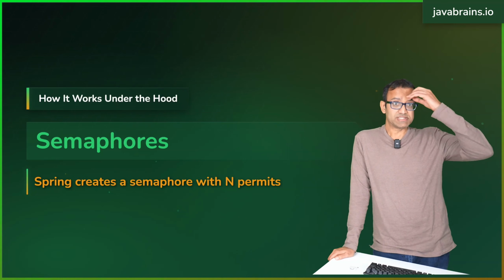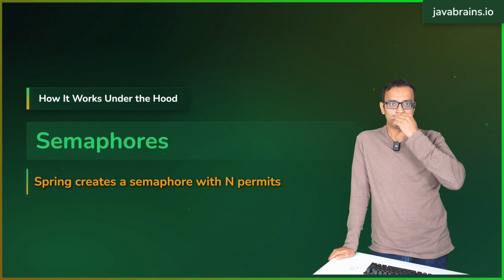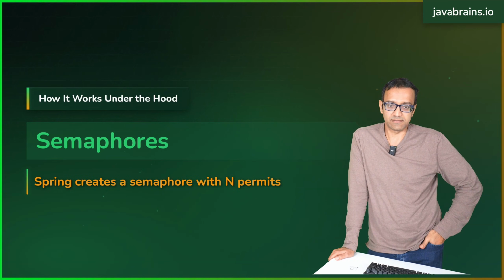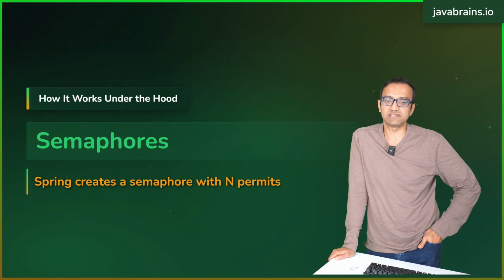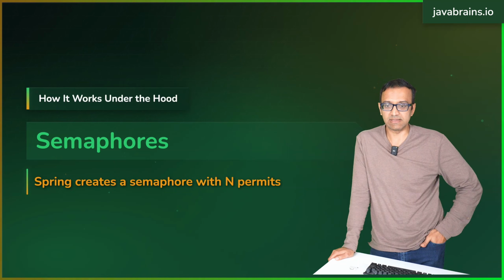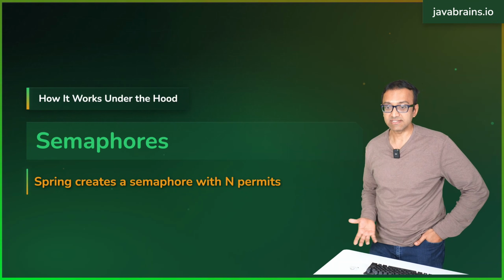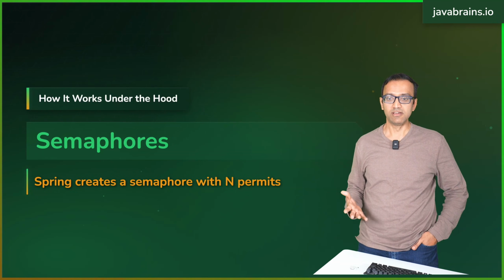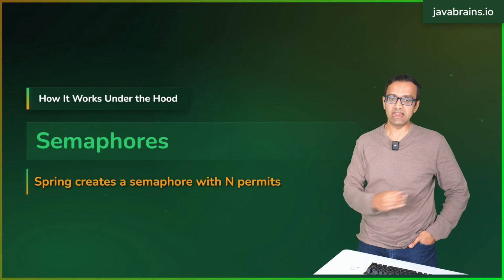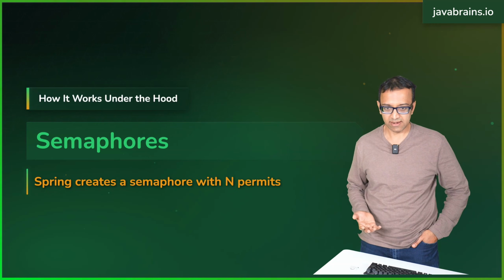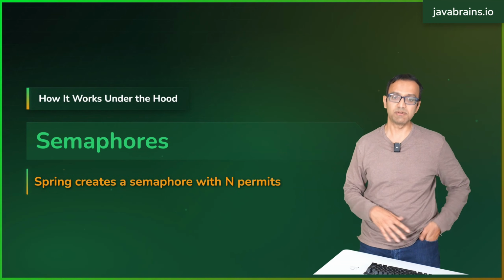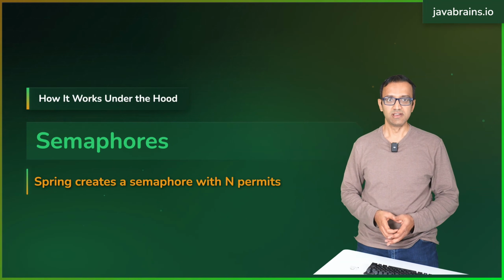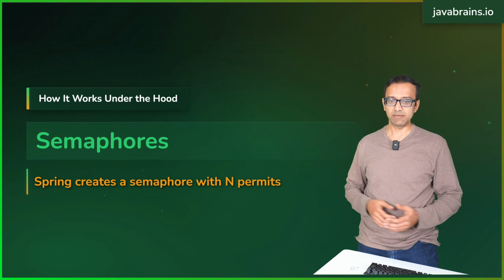Spring implements concurrency limiting using semaphores because this is a multi-thread operation. There are multiple services that could all be calling at the same time. There's no order, there are race conditions and all that stuff. So Spring implements it in the background using semaphores. It creates n permits. So you have a concurrency limit of 10, it creates 10 permits. Permits is a term that's used for this concept in semaphores. So it creates a semaphore with 10 permits.